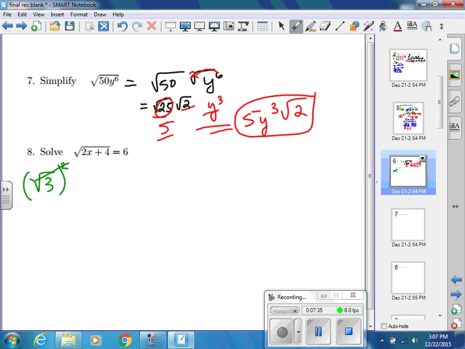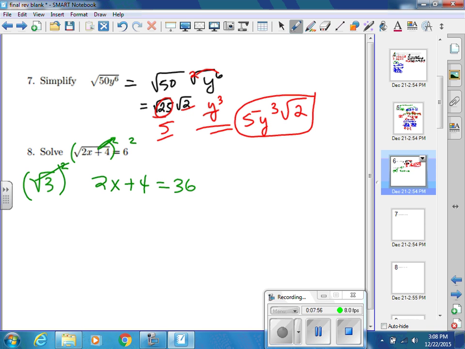So I want to square this side, but I also have to do it to this side. I can't just do it to one side and not the other. So if I go ahead and square this, that knocks out the radical. So I'm left with 2x plus 4, no radical. Now my x is free to be solved for. On the other side, 6 squared is 36. You have to do that. If you don't, it's going to be wrong.